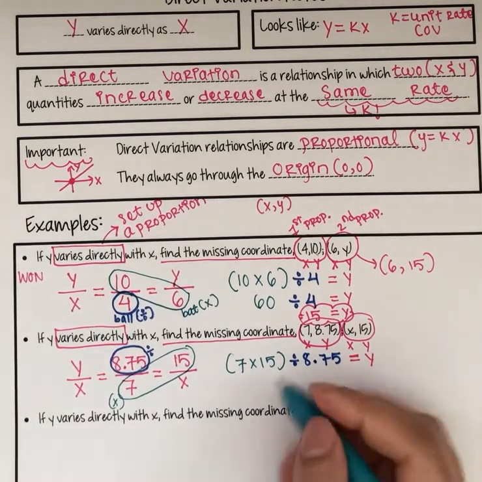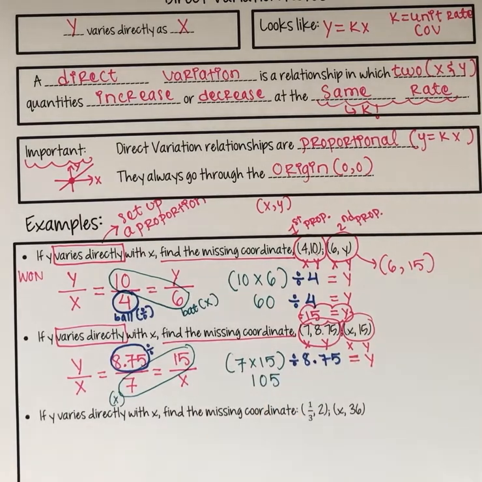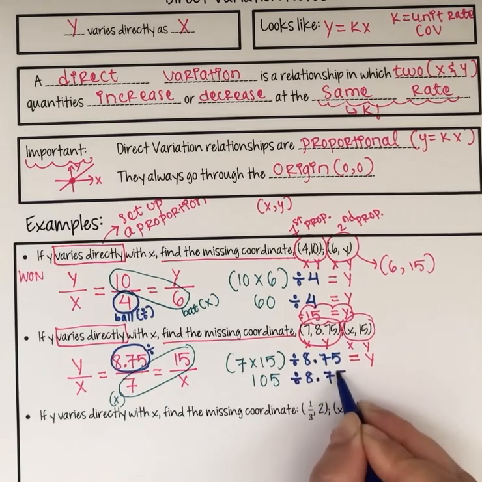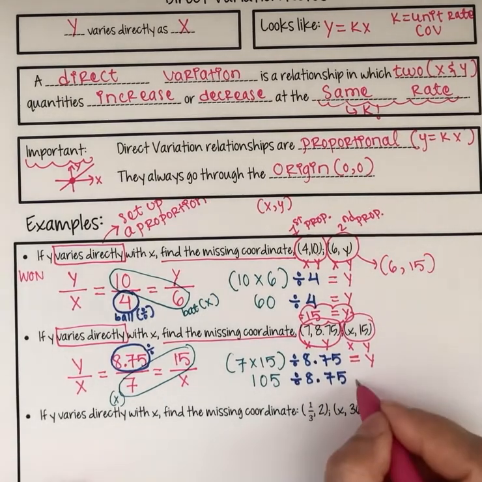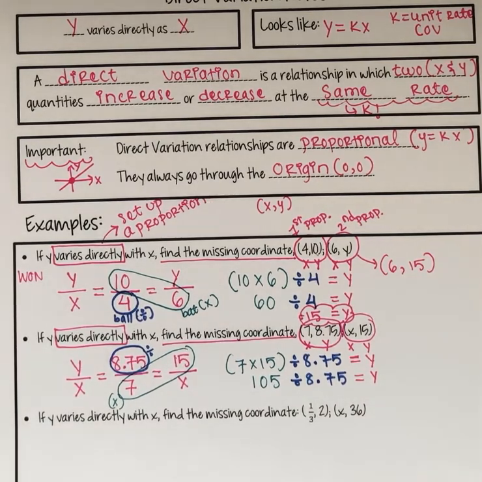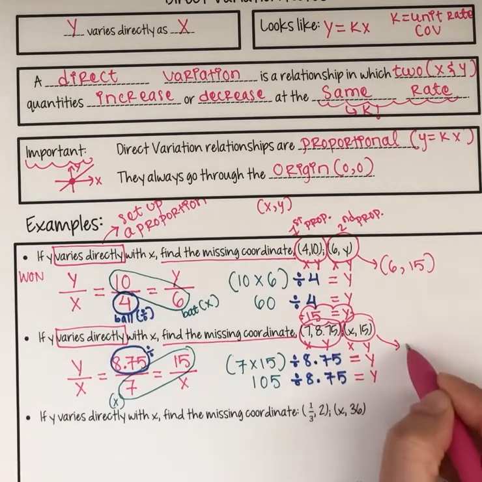7 times 15 should be 105. And then divide by 8.75. I want you guys to get the answer for this and put it in the Edpuzzle, and make sure you write it down in your journal or OneNote as well. Okay? All right, and then also write down what that coordinate is.